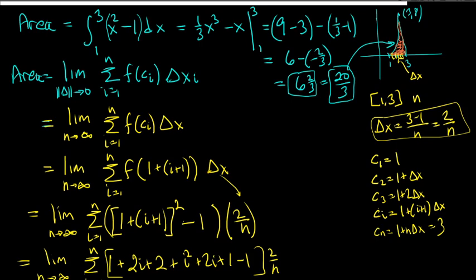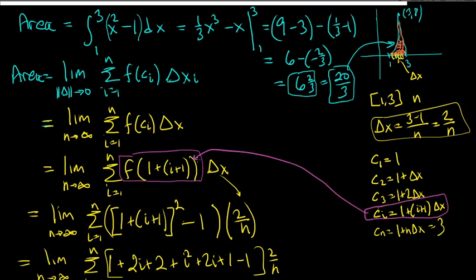So f of ci, this looks right. This is the f of ci, and ci was this. Oh, I forgot the delta x. Oh, you know, I had it there and I erased it. Oh, I had it right the first time. I thought that was this delta x, but there's another delta x here. All right, so that's where I went wrong. So hang on a second, I'm going to fix that.